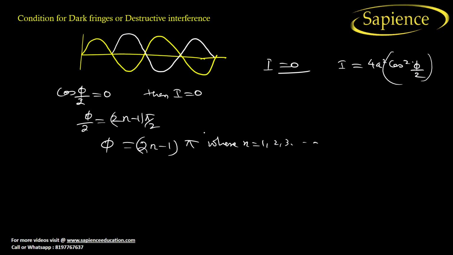Now if we talk about the path difference again, the path difference, that is x, is equal to lambda by 2 pi into phi. So put the values, and this will be (2n minus 1) into lambda by 2.